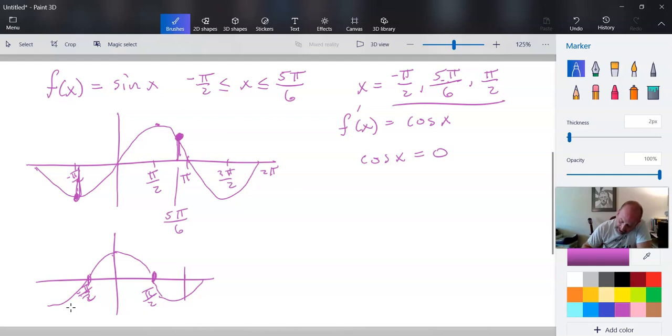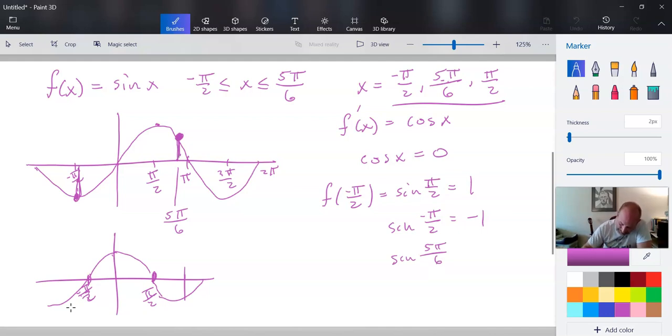So we need to look at f of negative pi over 2, which is sine of negative pi over 2. And excuse me, sine of pi over 2 is 1. Then we need sine of negative pi over 2, which is negative 1. And sine of 5 pi over 6.